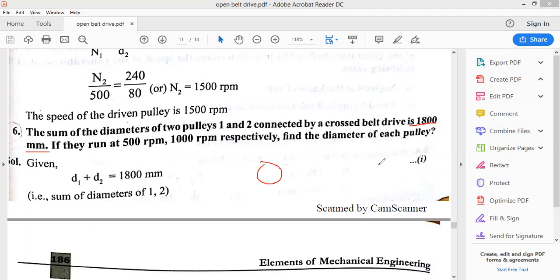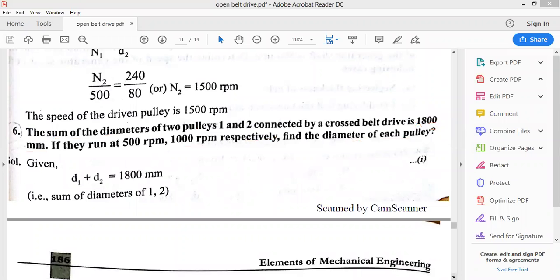Now, the diameter of this bigger pulley and the diameter of this smaller pulley, D1 plus D2, is equal to 1800 mm, because they are telling the sum of the diameters of the two pulleys. If they run at 500 rpm and 1000 rpm respectively, find the diameter of each pulley. We have to find out what the D1 value and D2 value are.